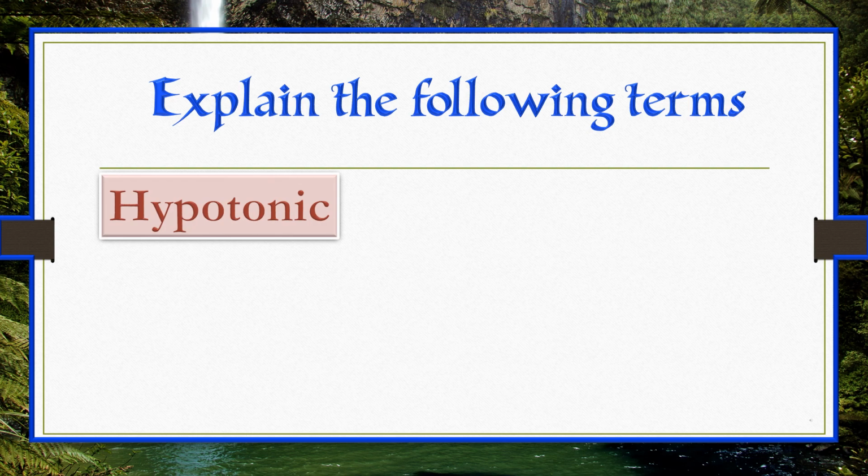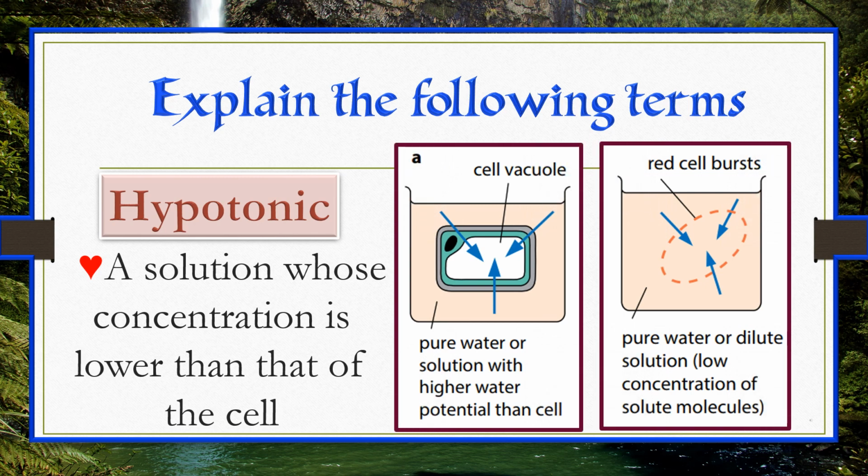Explain the following terms. Hypertonic: a solution whose concentration is lower than that of the cell.